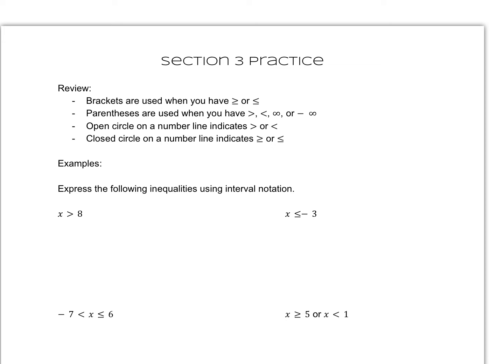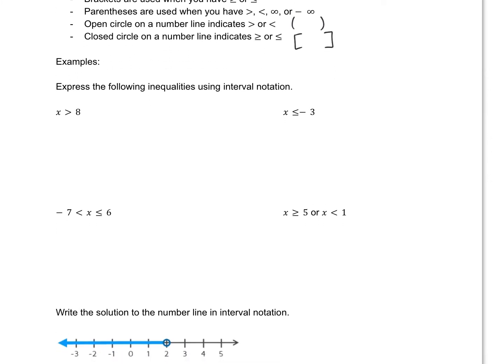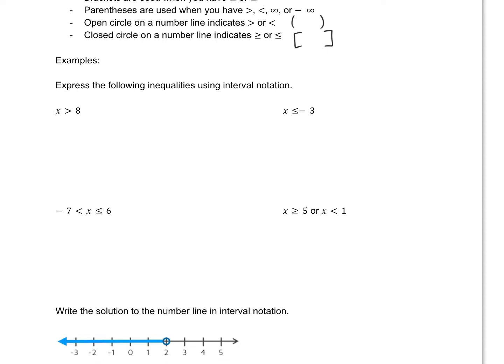If you are looking at a number line, an open circle indicates that the inequality is either greater than or less than, which would mean parentheses. And if you have a closed circle on the number line, that would indicate that the inequality is greater than or equal to or less than or equal to, which would mean brackets. So the first examples we're going to look at are expressing inequalities using interval notation. And if you need to draw a number line to help you, you are more than welcome.